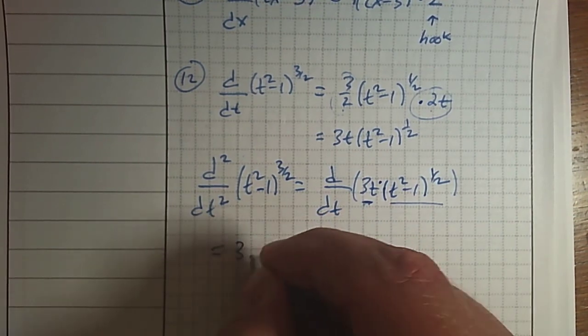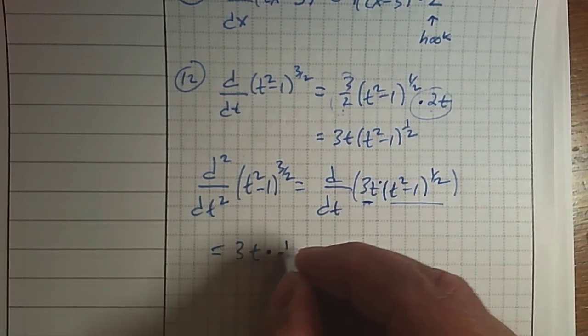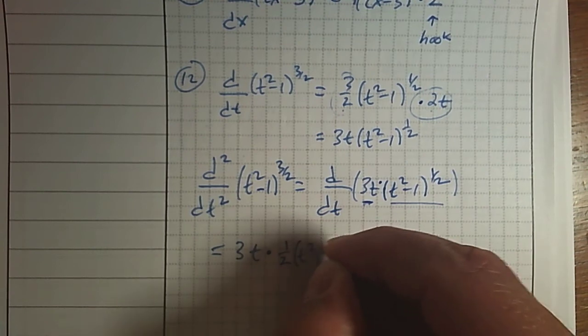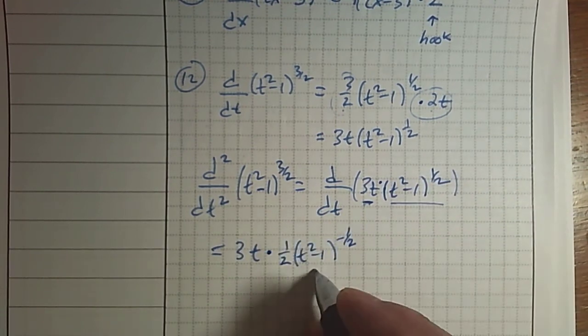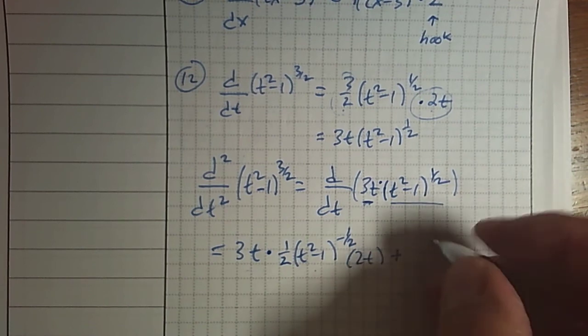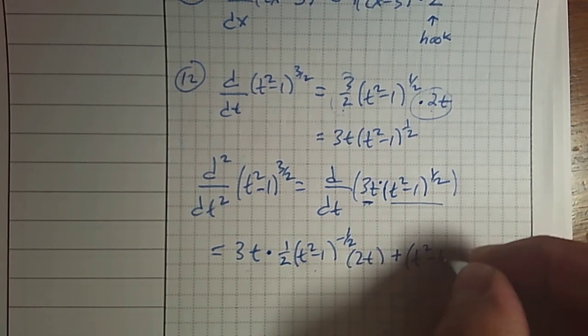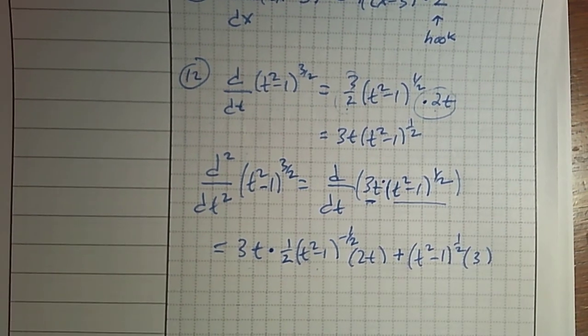So that's the first, which is 3t, times the derivative of the second. So that's 1/2 (t squared − 1), subtract 1, that's negative a half, and then the hook, which is 2t. So the first times the derivative of the second, plus the second, which is (t squared − 1) to the 1/2, times the derivative of the first, which is 3. Done. You could simplify that, but there's no need because there are no extra steps after it. So that's a good answer at the end.